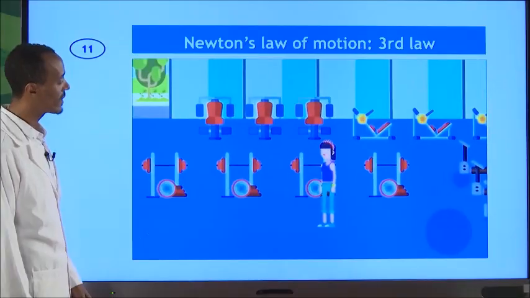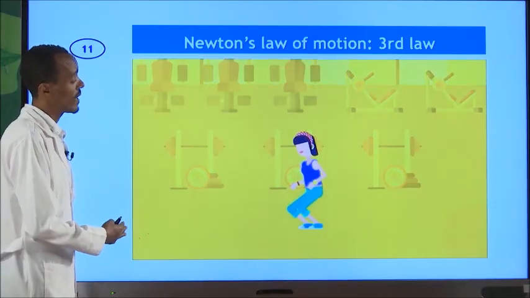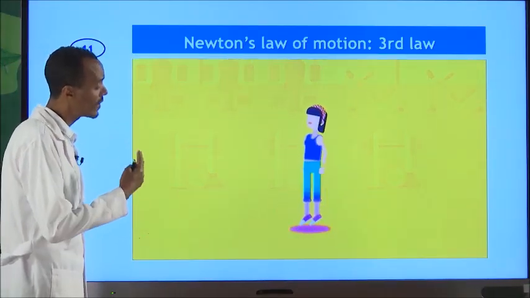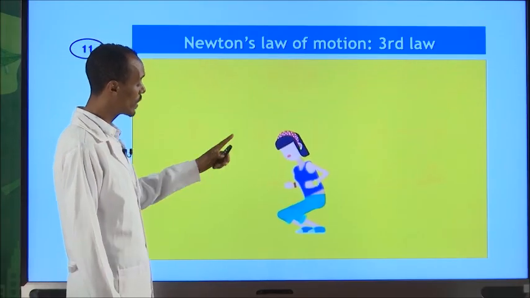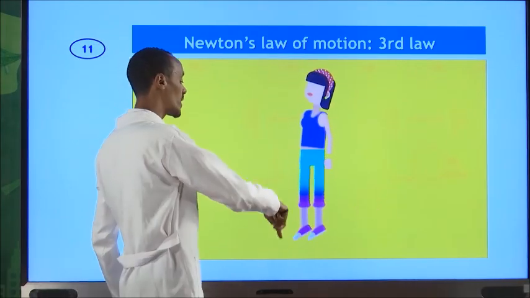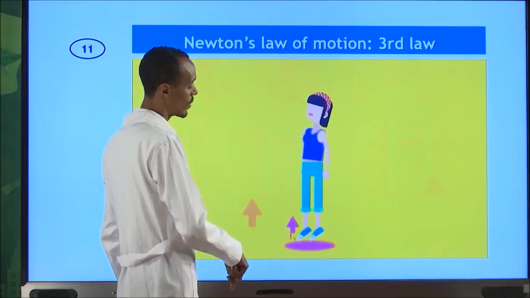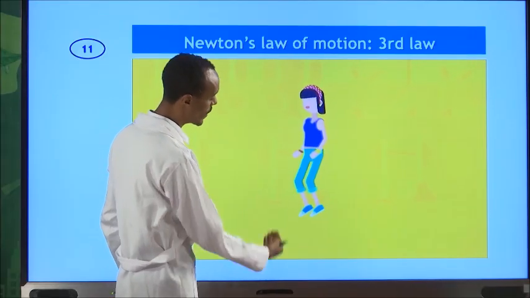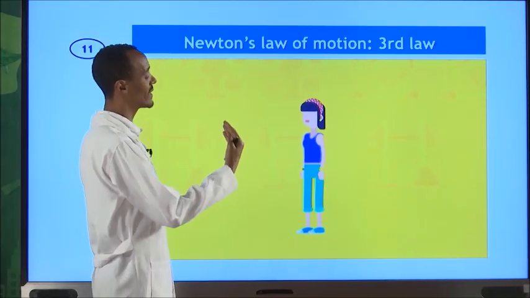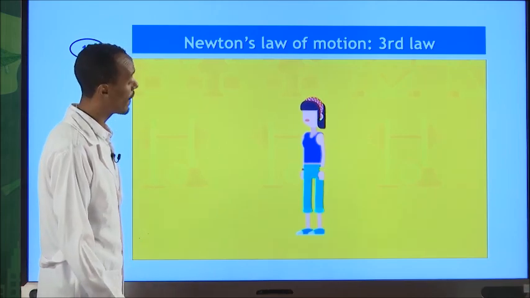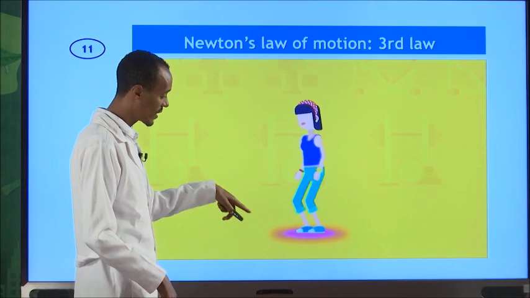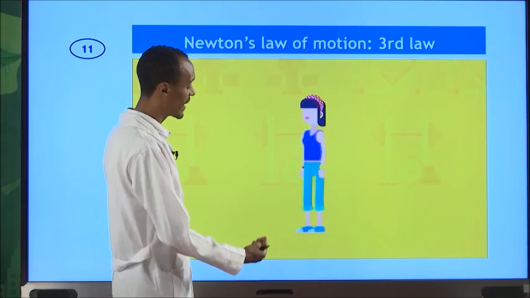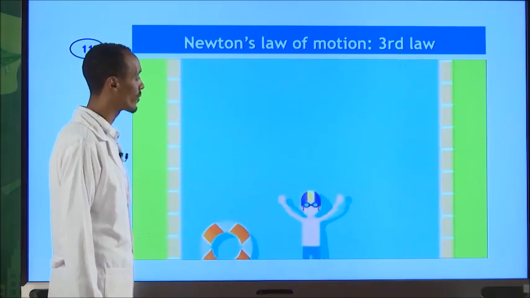So you remember that the rocket is moving into space by the application of Newton's third law of motion. When you are jumping, you are pushing the earth or the surface down, and at the same time, as you jump up, it is the earth that is pushing you upward. So that means for every action force that is applied, there is an equal and opposite reaction force.